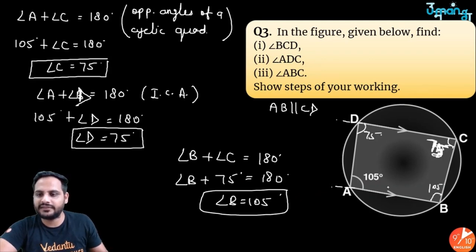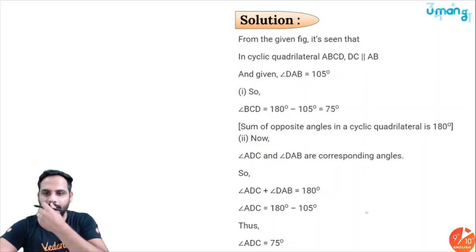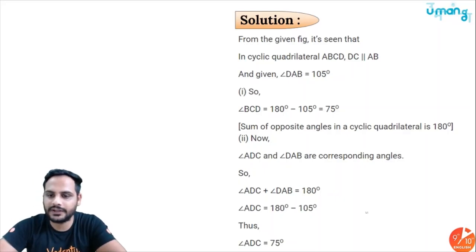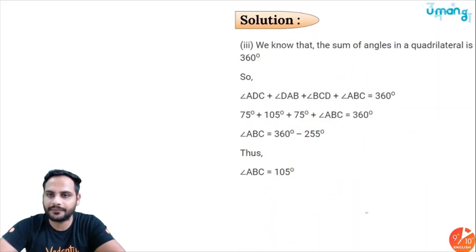So angle BCD is 75, ADC is also 75, ABC is 105 degrees. Correct? This is how you will get your answer. Let's go for the next question.